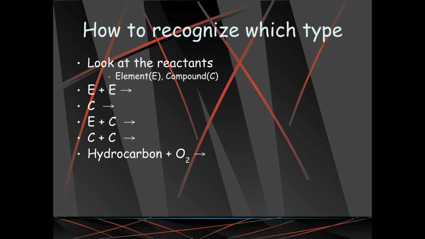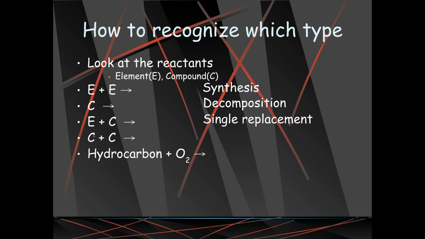All right, so real quick, how to identify the type of reaction. Look at the reactants. E represents an element, C is a compound. So if you have two elements combined, that'll be synthesis. If you have a single compound, the only thing you can do is break it apart. If you have a single element and a compound, that's single replacement. If you have two ionic compounds, double replacement. And a hydrocarbon and oxygen is always combustion.